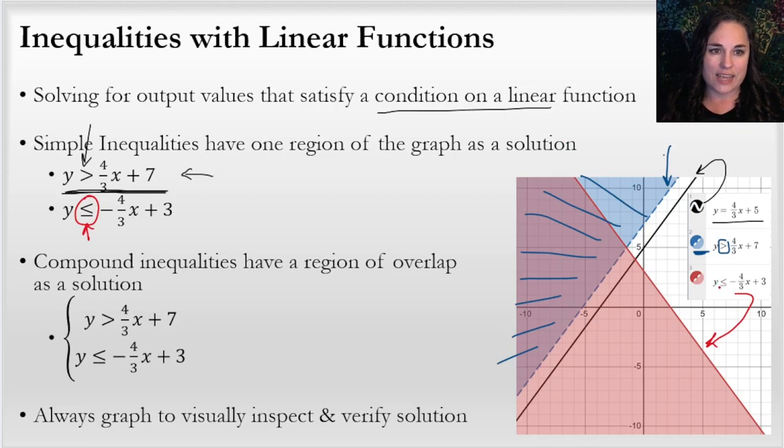We want it less than, so any value that's less than, we're going to go below the line. If it was greater than, it'd be above the line, but we're below the line. So hopefully it makes sense, above the line and below the line.